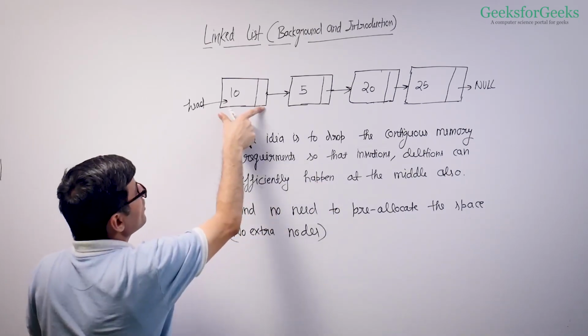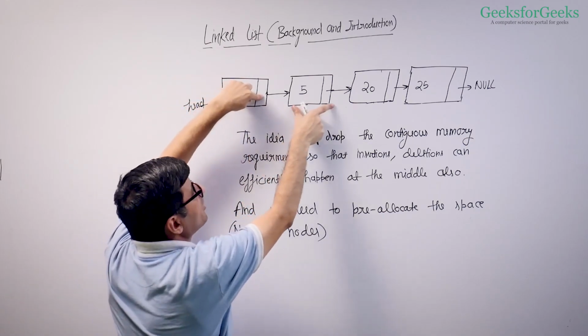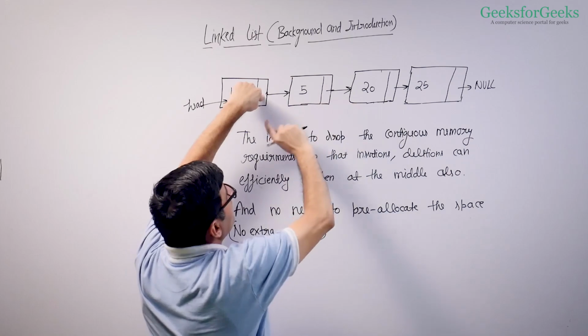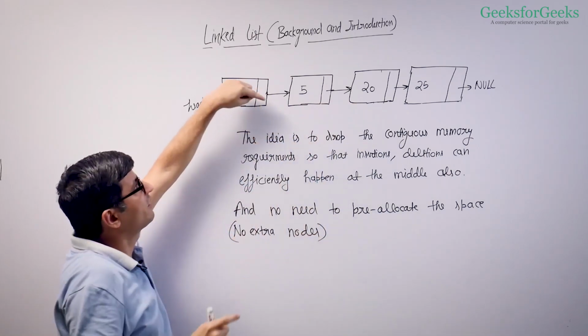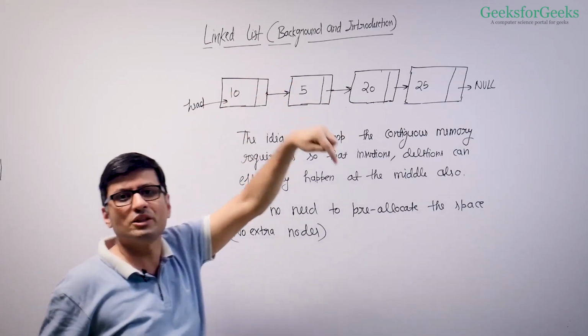So every node stores a reference or pointer to the next node, right? They can be anywhere in memory, but how are they connected? They store the reference or pointer of each other. That's how they form a sequence.